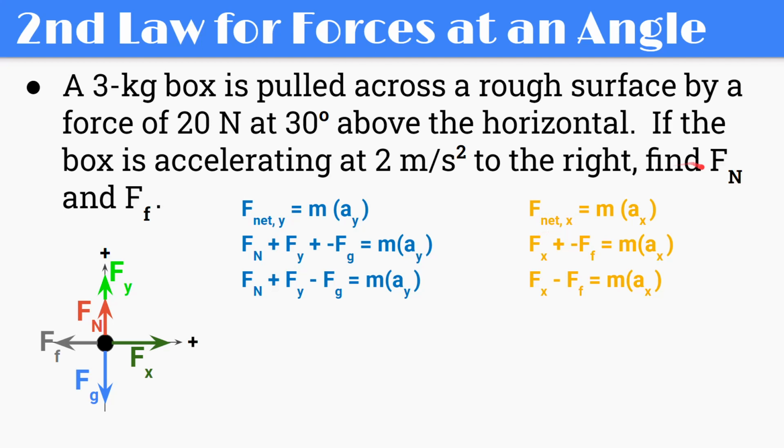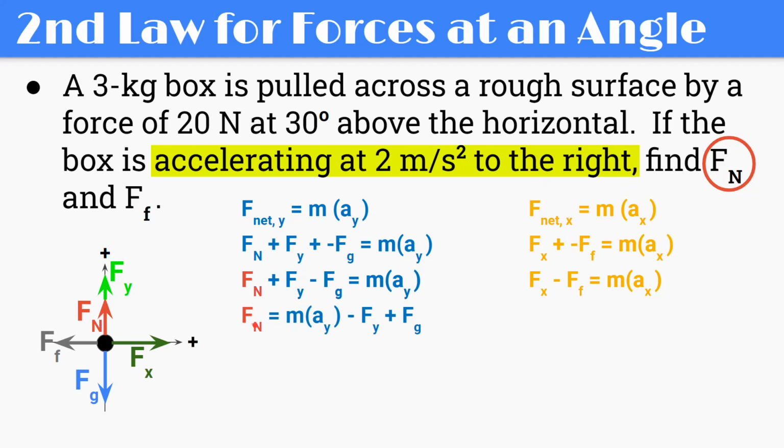Again, ultimately, we're going to be solving for Fn and for Ff. So we're a little bit of the way there already. Let's do Fn first. Again, the question says that we have acceleration to the right, and what that tells me is that my vertical acceleration is 0. But I'm again going to isolate this, so I'm going to subtract Fy, add Fg, and it gives me this. So Fn equals m times a in the y direction minus Fy plus Fg. Again, Fg is mass times gravitational acceleration.